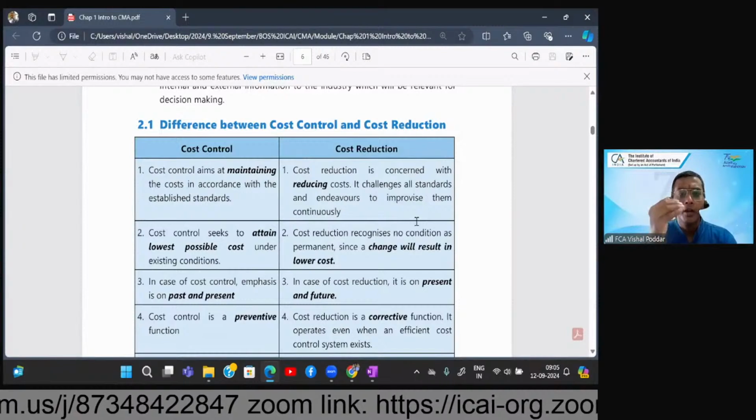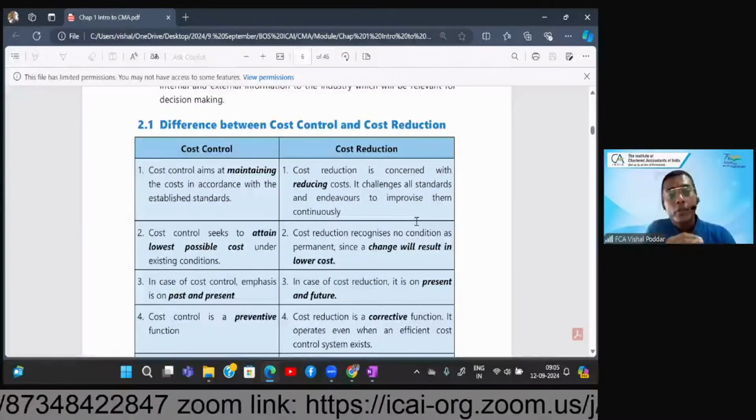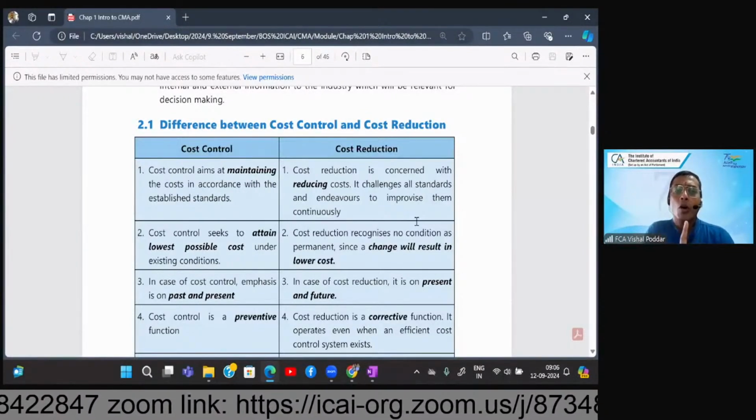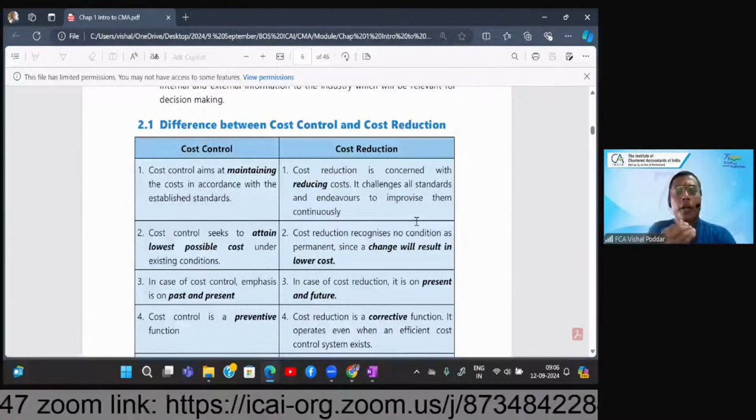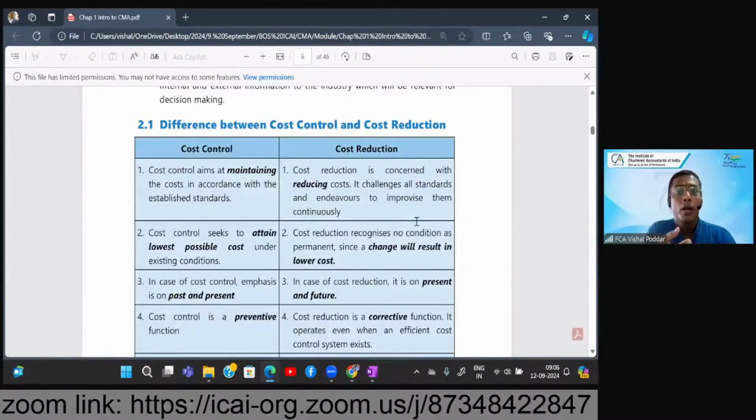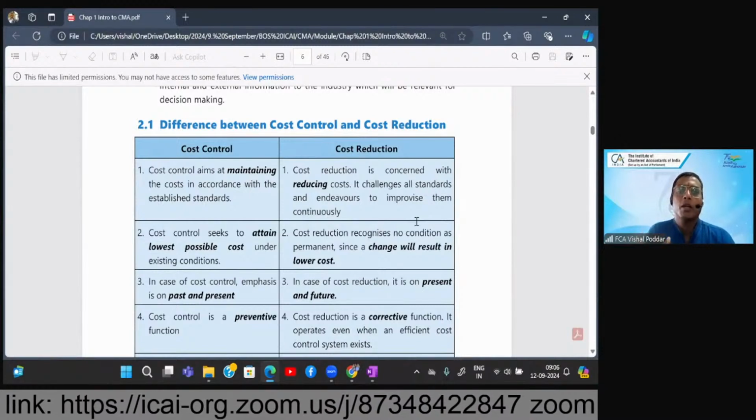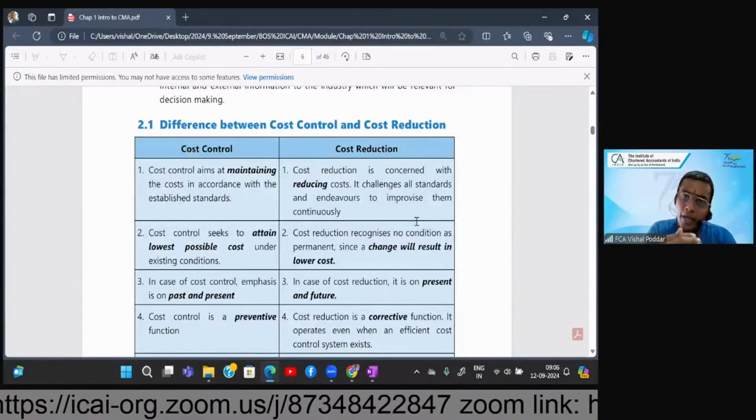So presently you are incurring 100, you want to bring it to 80. Now this is possible only if your 100 was wrong because unnecessarily you are incurring extra costs, there were losses. So I can reduce that, so it will become 80. Or by improving the methods of production, by bringing substitutes in material and labor, I may achieve better efficiency in production, and by that I may reduce the cost.